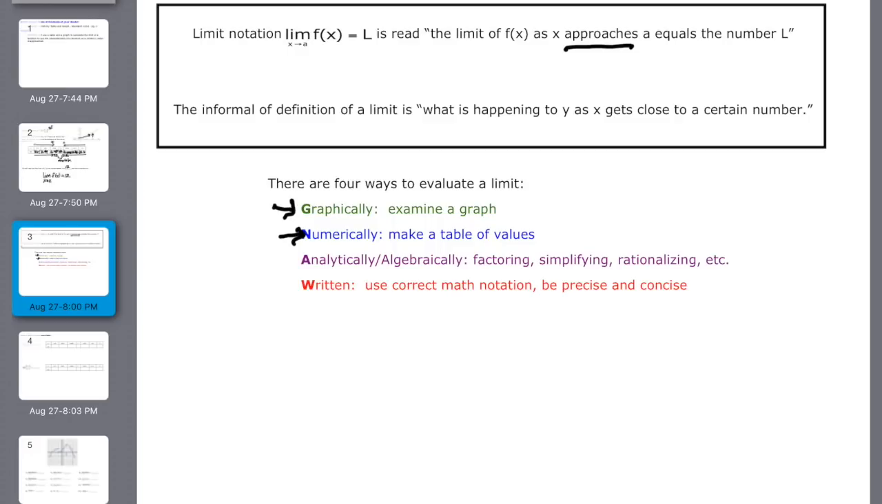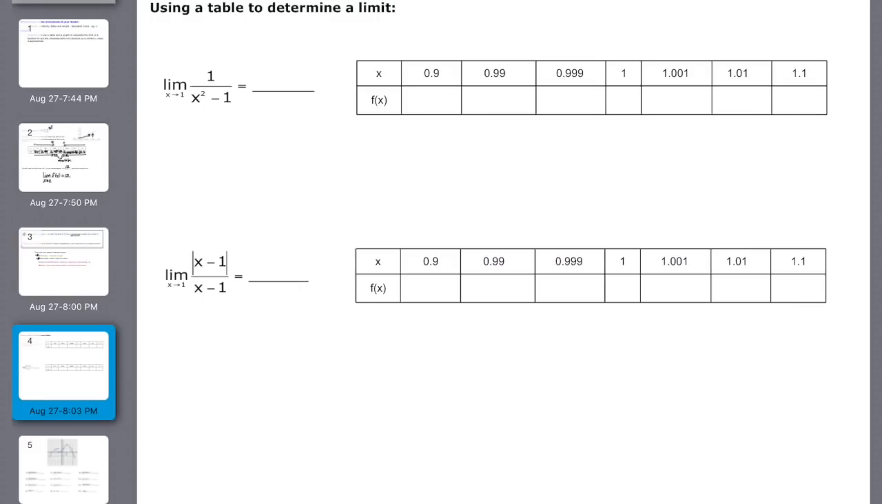So the words here are our written piece, the explanation of what that statement means. Okay, so let's look at 2 other functions. I'm going to look as x approaches 1. We can see there, right there in our table, that we have values approaching 1 from both the left side and the right side. So I want to see what's happening to my y values as I approach this 1.